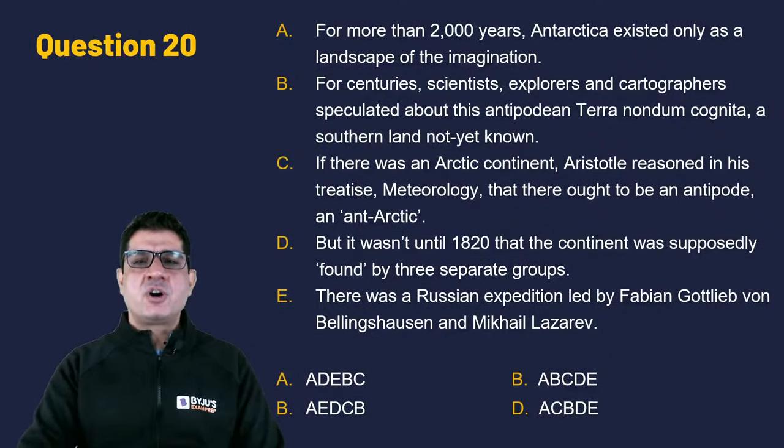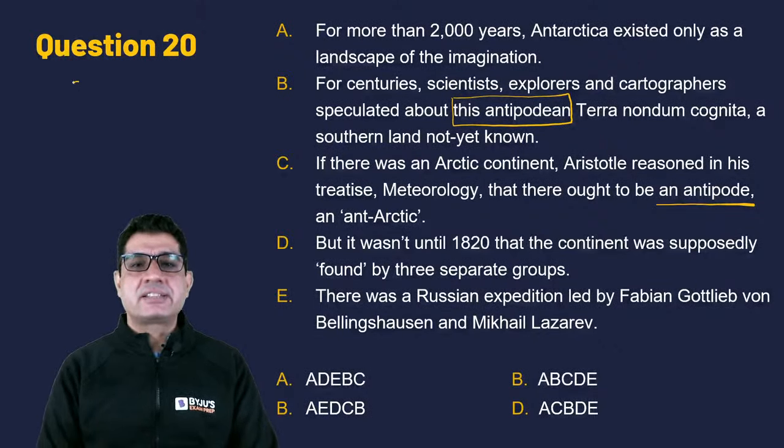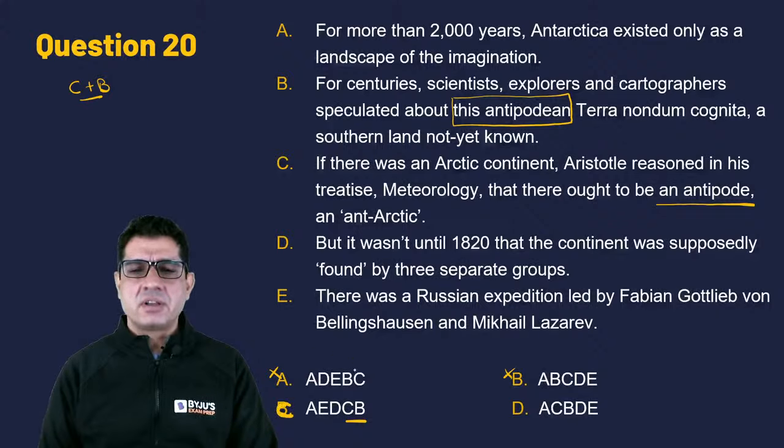Okay. So let's see how I do it. You notice in sentence C, it says that there ought to be an antipode, and B says this antipodian. So this basically tells me that C and B is a mandatory pair. Now, I don't see CB in A, I don't see CB in B. CB exists in option C, sorry, my bad. So it is in option C, it is in option D. So I need to look further.